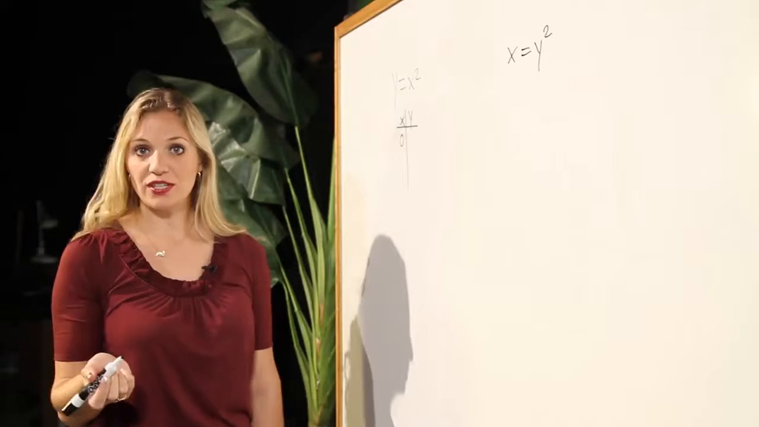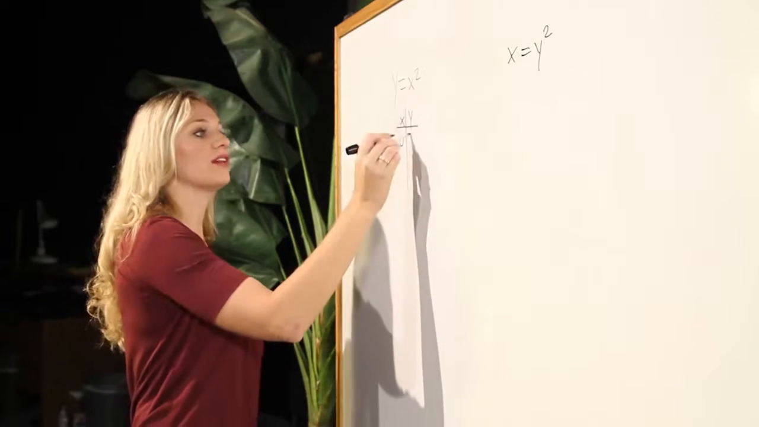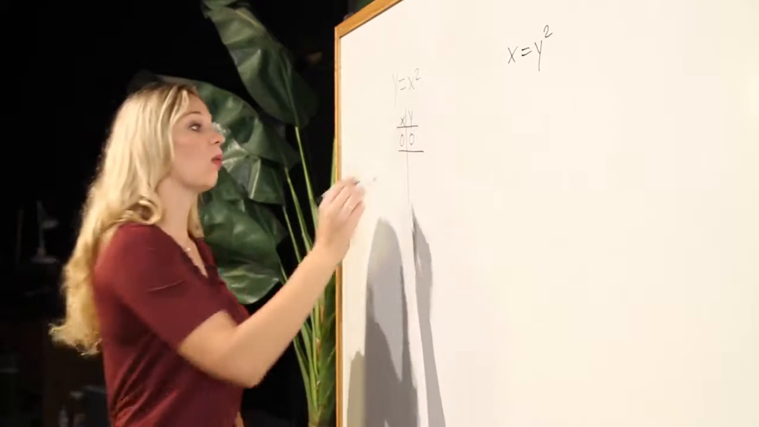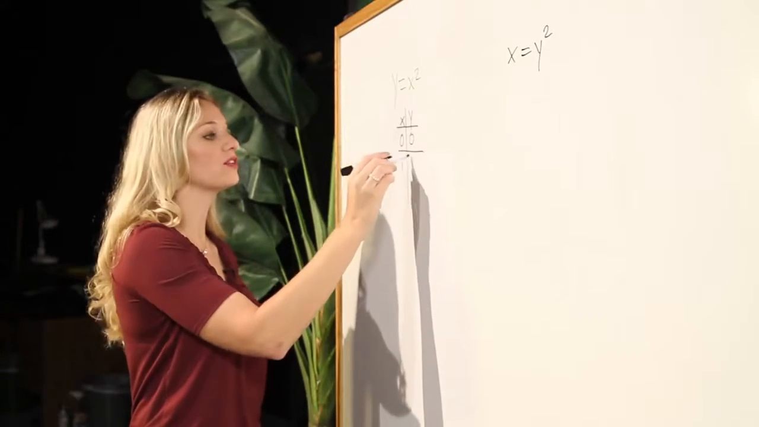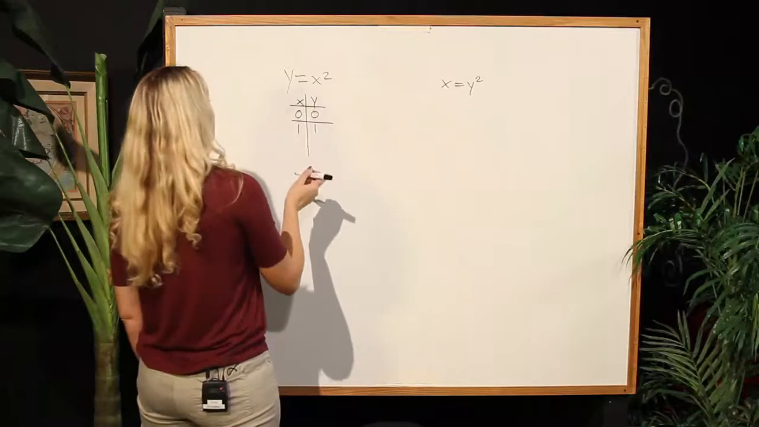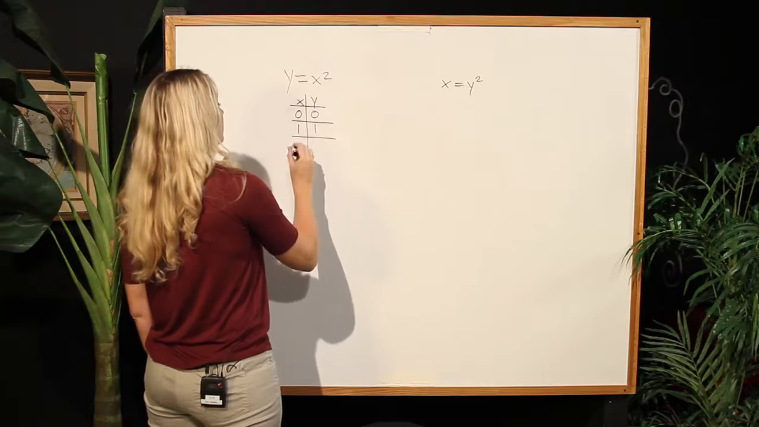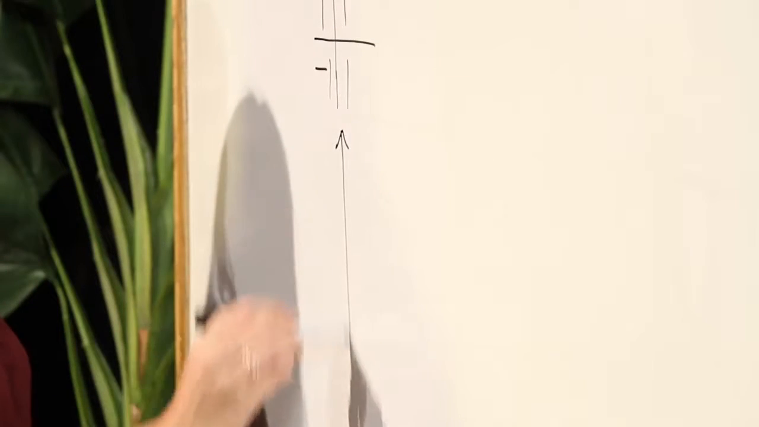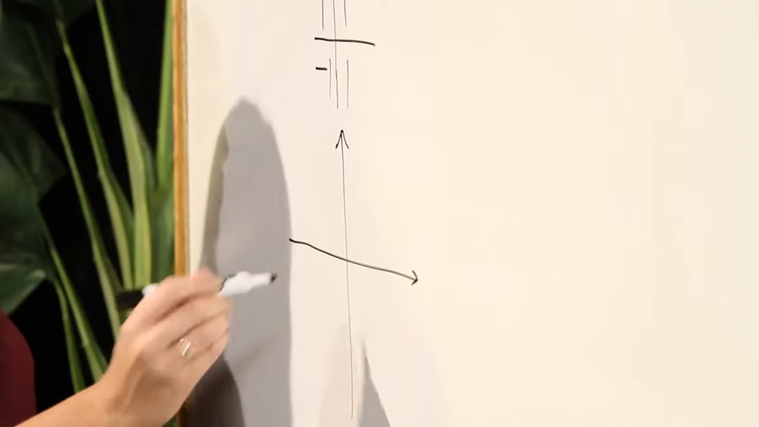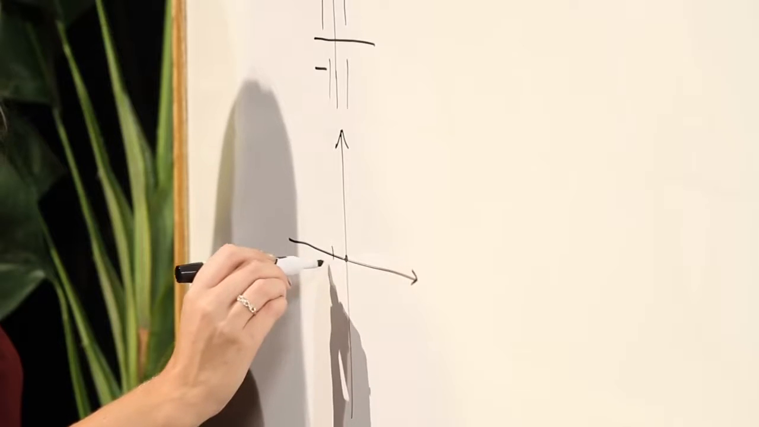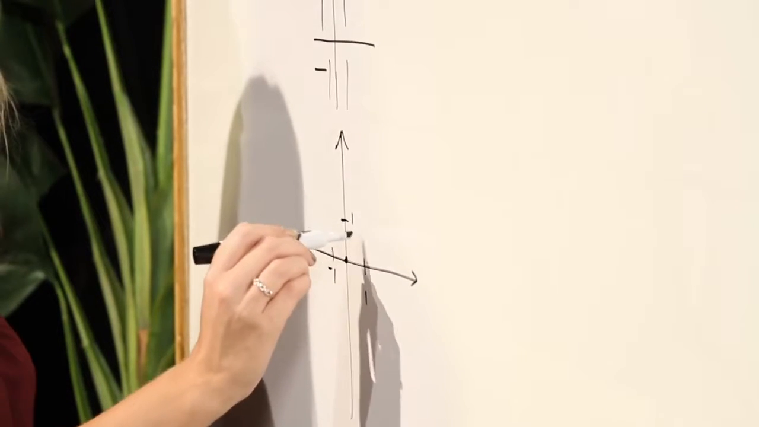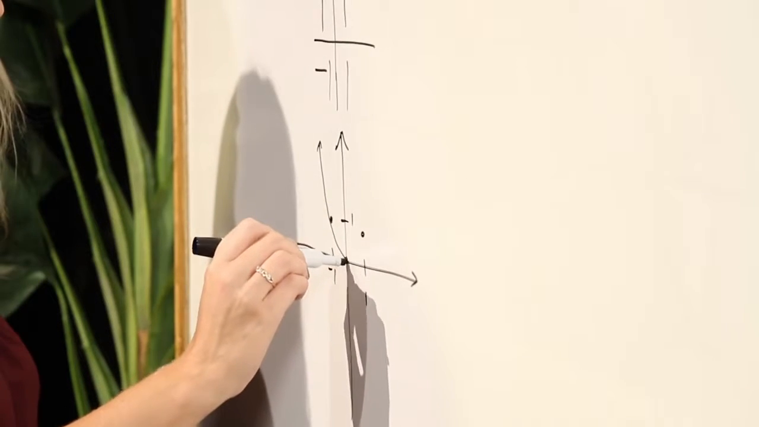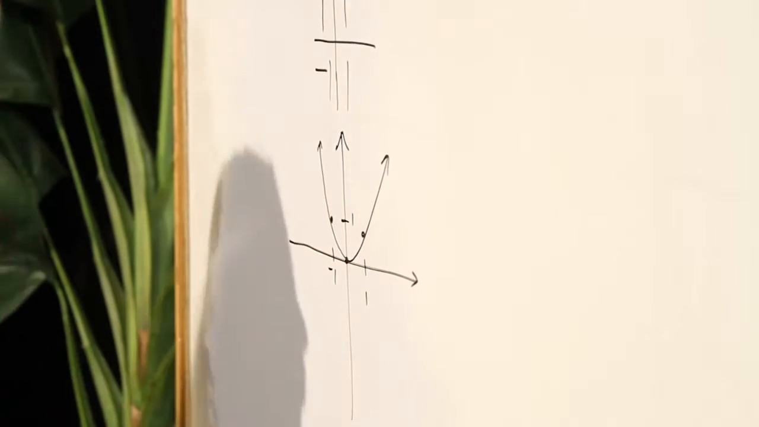If we let x be 0, 0 squared will give us 0. If we let x be 1, 1 squared is also 1. And if we let x be -1, -1 squared will be a 1. So if we plot these points accordingly, and go ahead and connect these points on our coordinate plane, we will get our parabola shape.